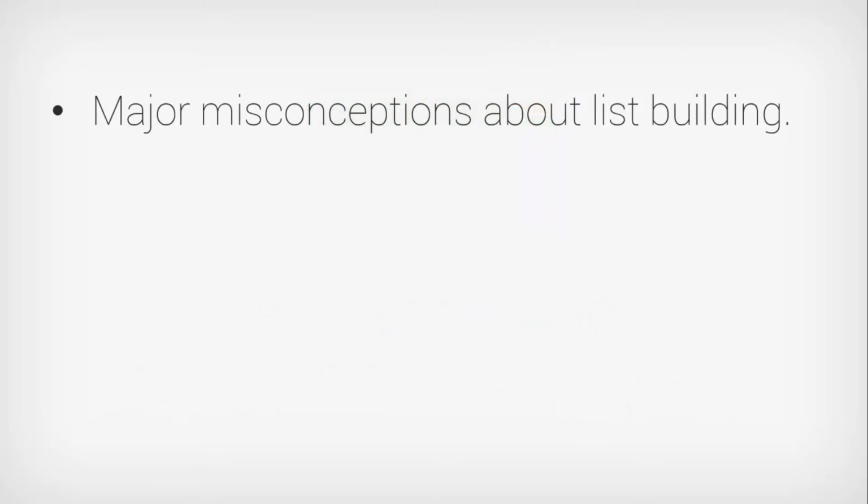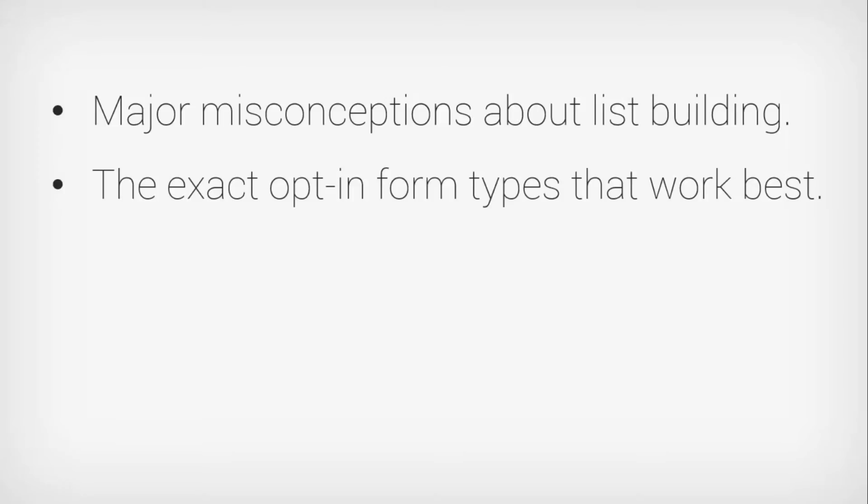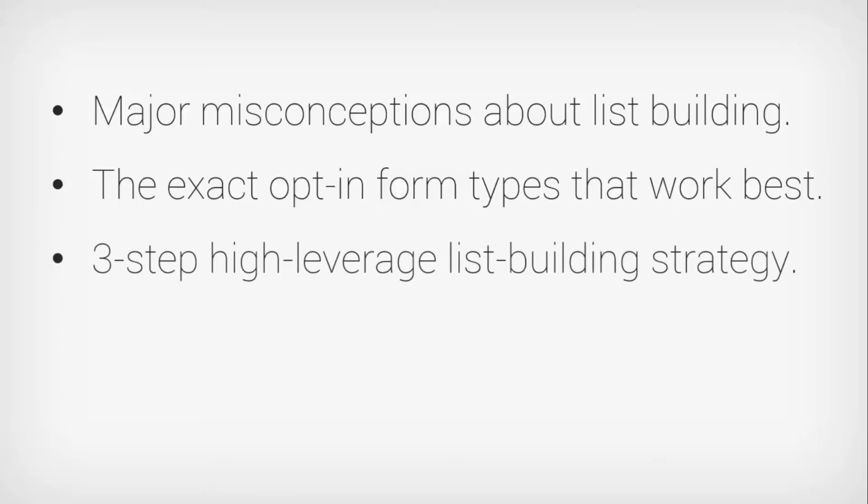So I want to get started quickly. Let me give you a quick teaser about what's going to go on here, okay? We're going to have a look at some of the major misconceptions about list building and how a lot of the list building I'm seeing when I'm doing my research is stuck in the last century, except it's the internet, in internet time, which is sometimes that just means last year or last month. But they're stuck in the past, and we're going to look at some of these issues. We're going to look at the exact opt-in form types and the exact opt-in form presentations that work the very best right now.